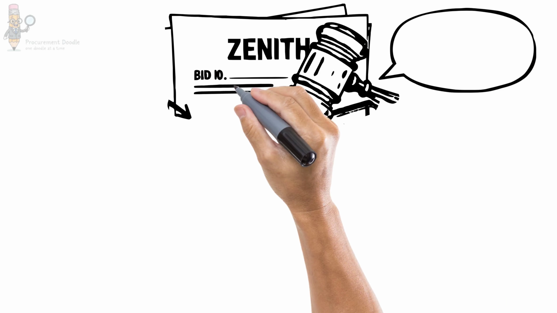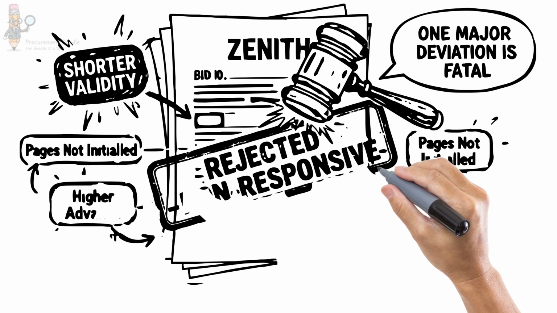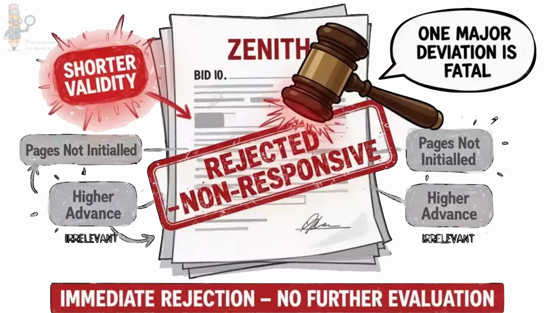Now for question 2, the final determination. Because the bid contains a major deviation, the shorter validity, it is deemed non-responsive. Remember the golden rule, even a single major deviation is fatal. The bid must be rejected immediately and excluded from any further evaluation. The minor and debatable issues become irrelevant at this point.